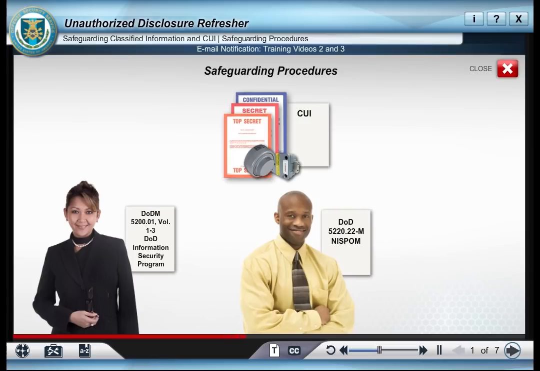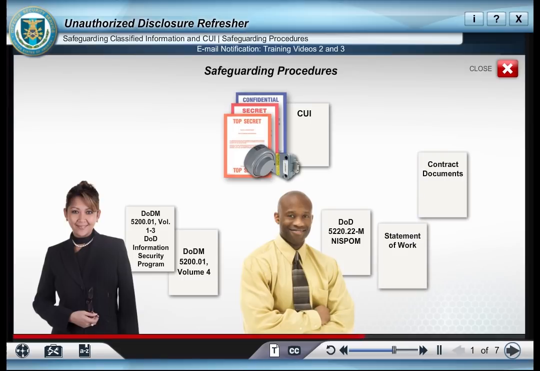Controlled Unclassified Information, or CUI, is also subject to safeguarding requirements and access restrictions. For details, DoD employees should see DoD-M 5200.01, Volume 4, DoD Information Security Program, Controlled Unclassified Information. Contractors and subcontractors can find specific requirements for safeguarding CUI included in contract documents, such as the Statement of Work, Contract Clauses, or DD Form 254, the DoD Contract Security Classification Specification.